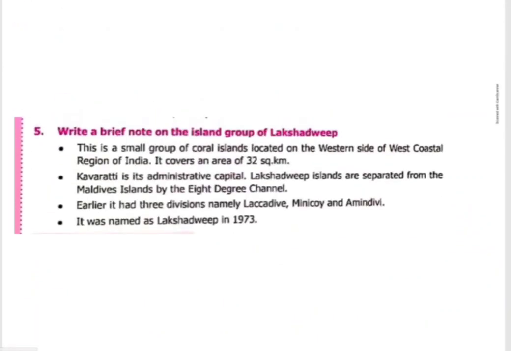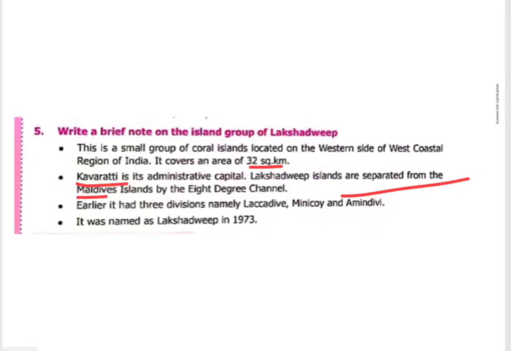The next one, the Lakshadweep Island. So this is a small group of coral islands. One word answer: coral islands. It is located in the western coastal region of India. It covers only 32 square kilometers. So which is the capital of Lakshadweep? Kavaratti. Yes, Kavaratti is the administrative capital, and Lakshadweep Islands are separated from the Maldives by the 8-degree channel.